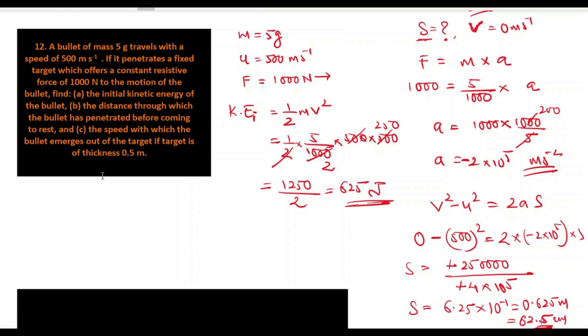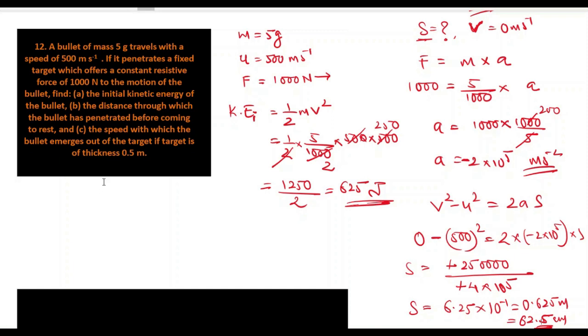Let's see what they have got. Is there any mistake or anything? I don't know. 6.25 into 10 raised to minus 1, 0.625. Yeah, it looks perfect. It looks okay to me. 62.5.